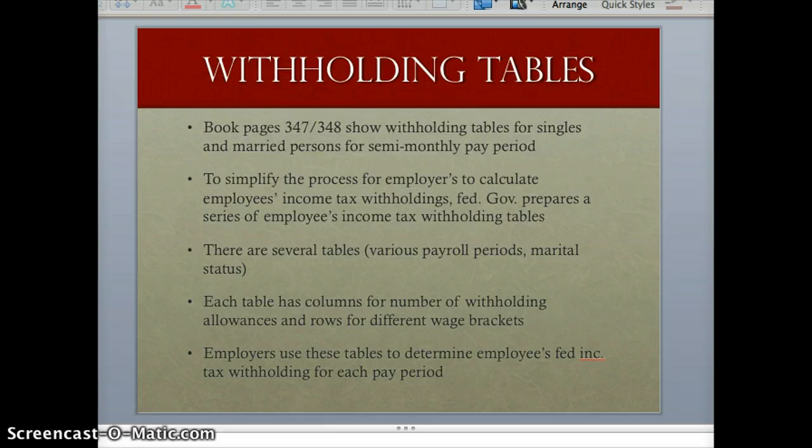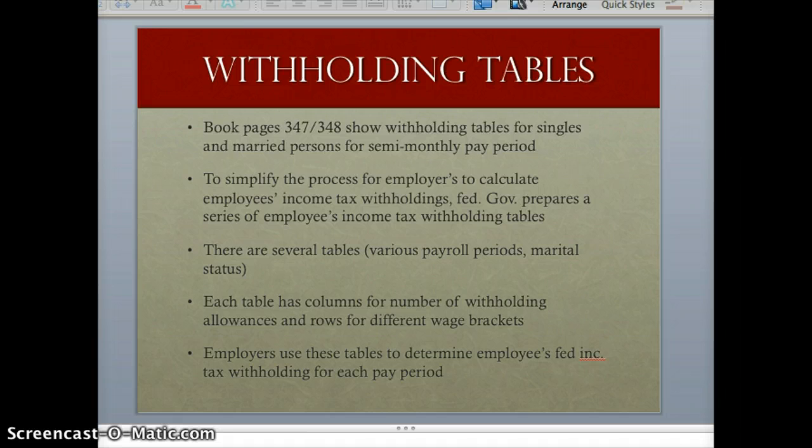Okay, on pages 347 and 348 of your book are the withholding tables, or examples of some withholding tables. The first page shows what it's like for single people on a semi-monthly pay period, and the second one is for married on a semi-monthly pay period. So you might take a minute and just glance at a couple of them and see, if you're earning the exact same money, what the difference is, and how much money gets held out of the check.